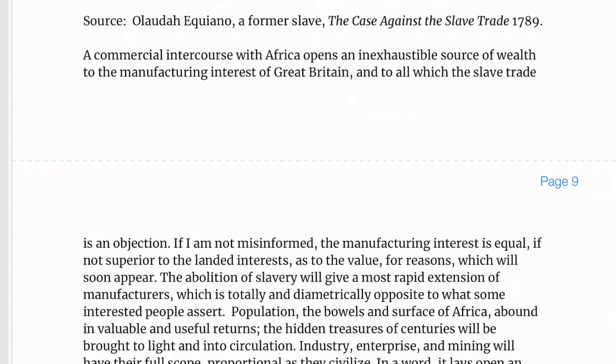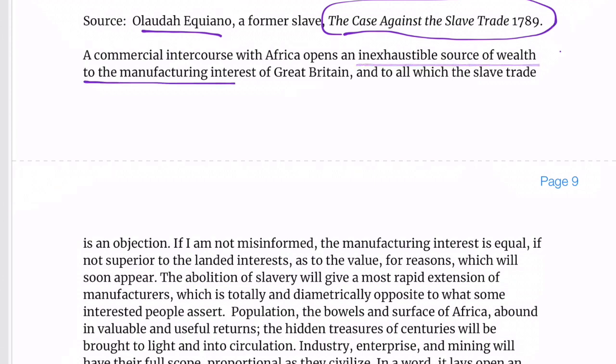Passage 4 is from Aquino. He's a former slave, and this is a case against the slave trade in 1789. So this is before slave trade was abolished. He says the commercial intercourse for Africa opens an inexhaustible source of wealth to the manufacturing interest of Great Britain, and to all which the slave trade is an objection. So he's saying, listen, we have an inexhaustible source of wealth to your manufacturing interest in Great Britain, but the slave trade is going to harm that. The slave trade is not going to allow you to go in there and get all of this wealth.